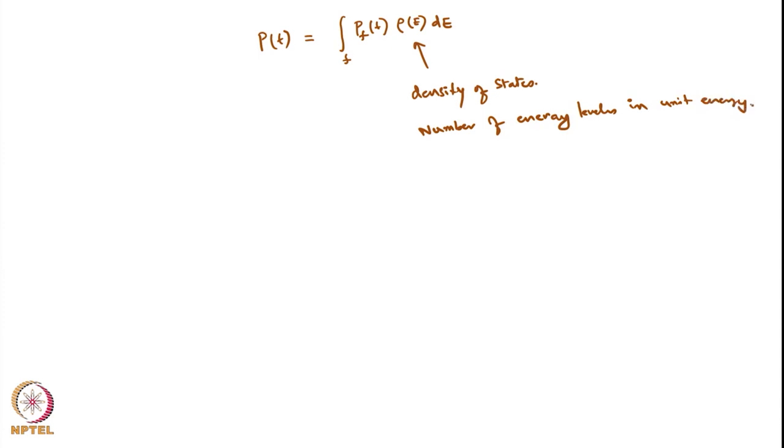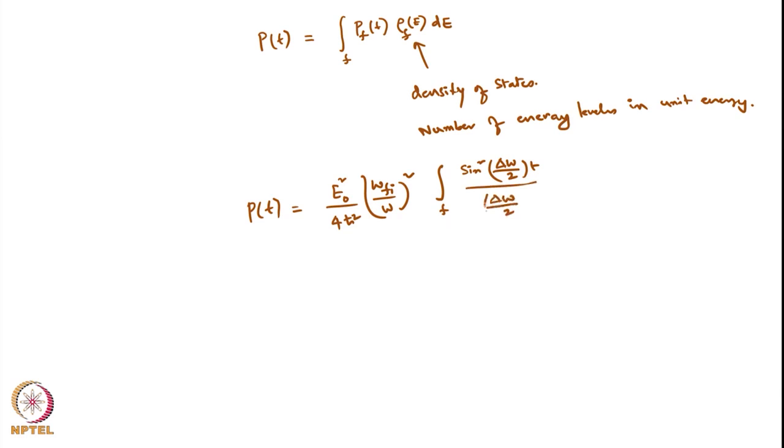Now, unit energy you can define as 1 joule or 1 calorie or 1 kilojoule or 1 kilocalorie or centimeter inverse or eV or meV. It's up to you what interval you want to define. If I use that, then my P of t will be equal to E naught square by 4 h bar square, omega Fi by omega whole square, integral over F of rho_F(E), sine square of delta omega by 2 times t, by delta omega by 2 whole square. That is my density of states.